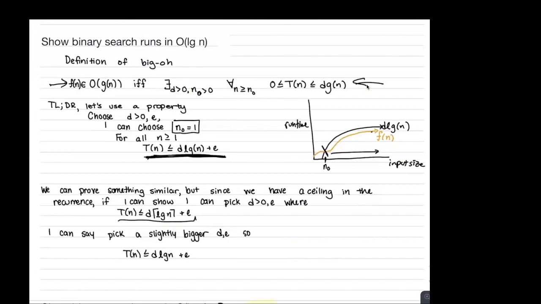Because we know the ceiling is going to be at most 0.5 away from whatever the full value is, it should all work out just fine. So anyway, let's talk about how we're going to do this with induction.